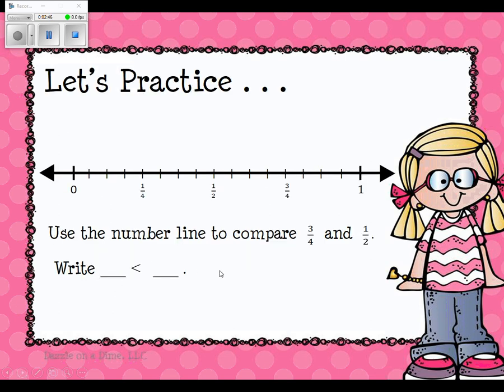So you should have your packet. This is a short lesson today. Let's have your packet out and let's find the number line that looks like this with fourths on it. And we're going to use the number line to compare 3/4 and 1/2.